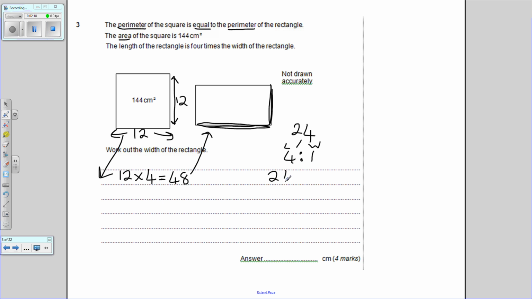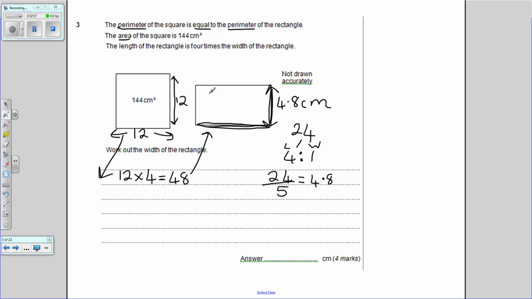So if you get 24 and divide it by 5, that gives you 4.8. Do it on a calculator if you want. So that's what one part is. So this one must be 4 of those, and this little width must be 1 of those. So the width of the rectangle, that's all it's asking for, is just going to be 4.8. If it asked for the length of the rectangle, that would be the 4 parts one. You would have to do 4 times the 4.8.